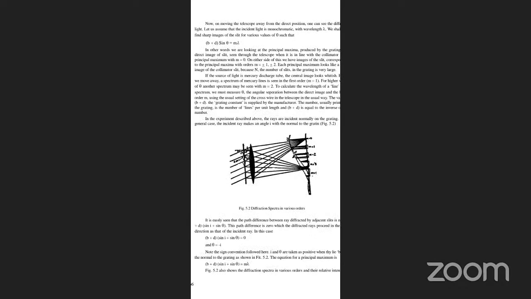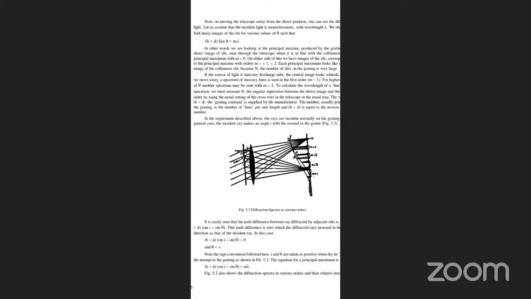Here, (b plus d) sin theta is equal to m lambda. We shall find the images of the slit at various values of theta such that (b plus d) sin theta is equal to m lambda. In other words, we are looking at the principal maxima produced by the grating. The direct image of the slit is seen through the telescope when the collimator is aligned with the principal maximum with m equal to 0.